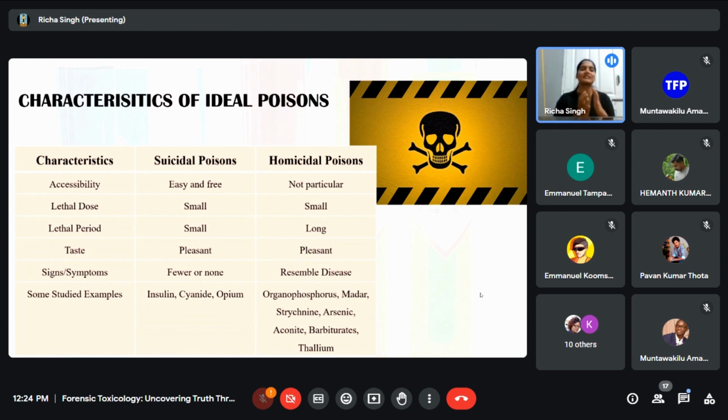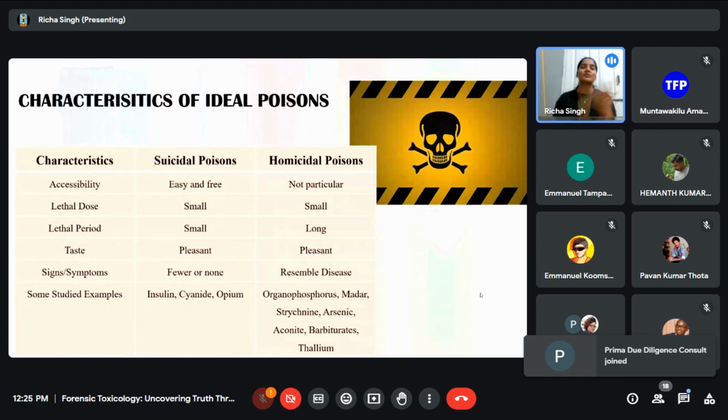Signs and symptoms in suicidal, as such, we do not consider much. But in homicidal, the person has this in mind when they choose the poison: it should resemble some disease so that they cannot identify what exact poison was given to the person. Now, some very common examples usually used as a suicidal poison: insulin, because it's very accessible. Usually, people who are suffering from diabetes have access to it, and people who have suicidal intent can just take this insulin injection, inject it, and they can have this.